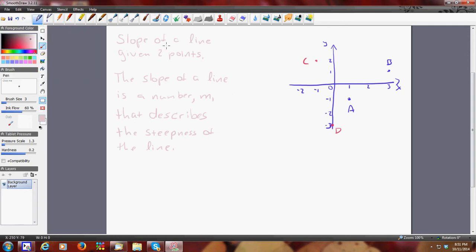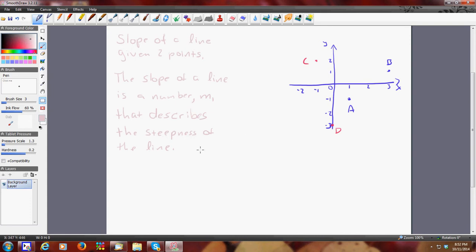Alright, so I'm going to do the slope of a line, given 2 points. And before I even begin, I need to point this out. The slope of a line is a number m, we usually use m, that describes the steepness of a line. And so the greater the number, the greater the steepness of the line. So if m equals 3, that's a fairly steep line. If m equals 1, it's less steep than if it equals 3.